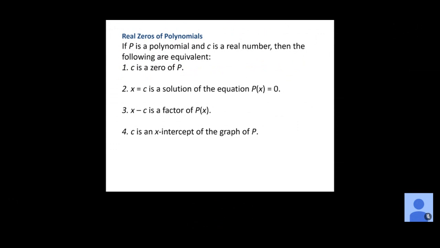Saying that C is a zero of P is equivalent to saying that x equals C is a solution of the equation P of x equals 0, which is the same thing as saying that x minus C has to be a factor of P of x, which is also the same as saying that C is an x-intercept of the graph of P. So again, if you know any one of those four things, then you know the other three also have to be true.